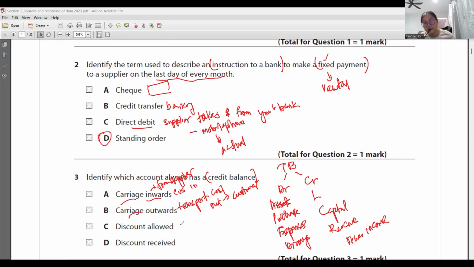Discount allowed is the discount that we give to the trade receivable or customer when they make payment. So to the business this is an expense, and expenses are on the debit side. Discount received is from the supplier, which is the trade payable. This amount is considered other income to the business, so that's why it's on the credit side. So the answer is discount received.